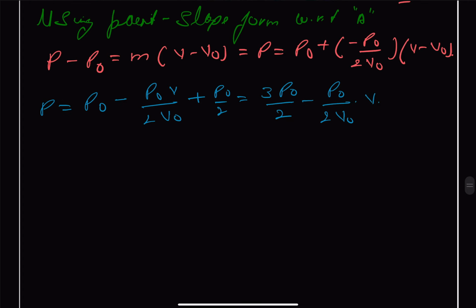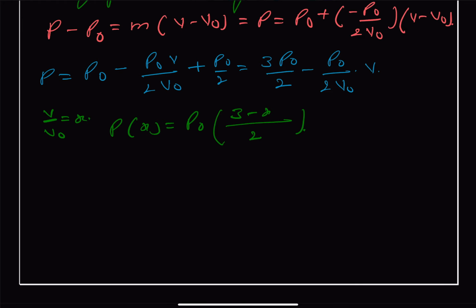And we assume that V upon V naught is equal to x. Therefore we can write that this pressure equation dependent upon x is P equal to P naught times (3 minus x) upon 2. And obviously this is nothing but a linear equation. We can just verify it also, so that this P naught and P get clarified.